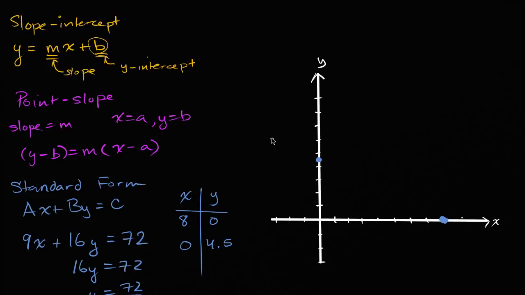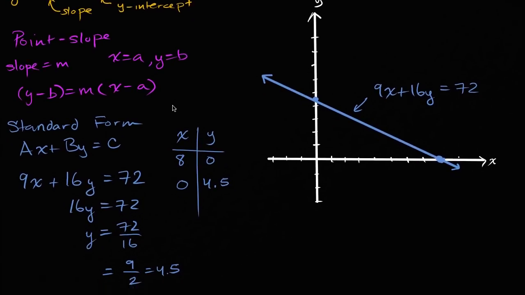So let's do that. Whoops, I thought I was using the tool that would draw a straight line. Let me see if I can. The line will look something like that. There you have it. I've just graphed the line that represents all the x and y pairs that satisfy the equation 9x plus 16y is equal to 72.